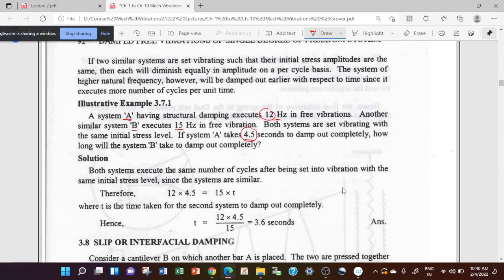So here you can use this formula. 12 is basically hertz, cycles per second, into seconds here. It becomes cycles because basically you need the same number of cycles to damp out the system. In that way you are getting 3.6 seconds here.